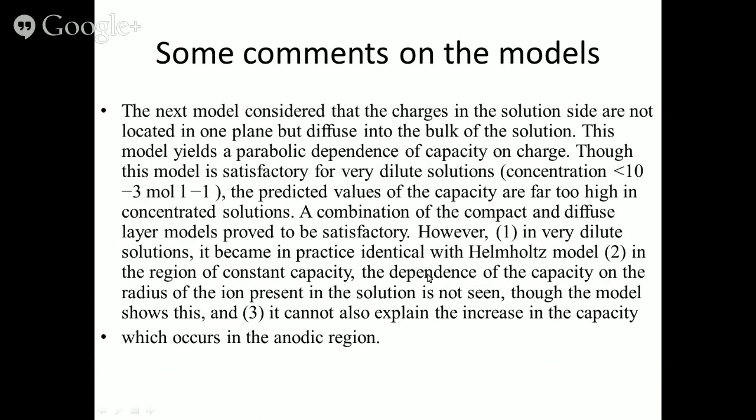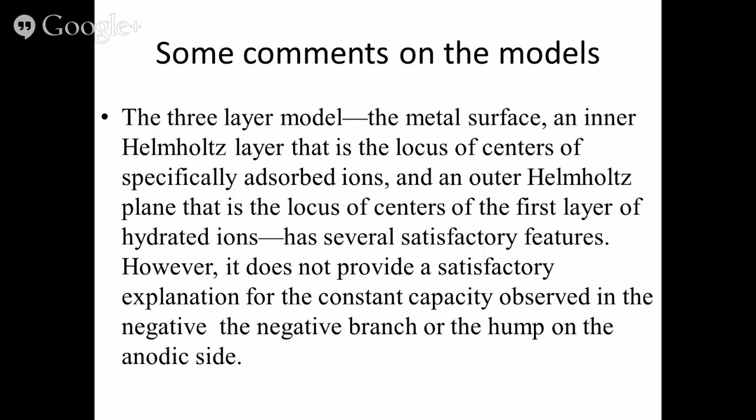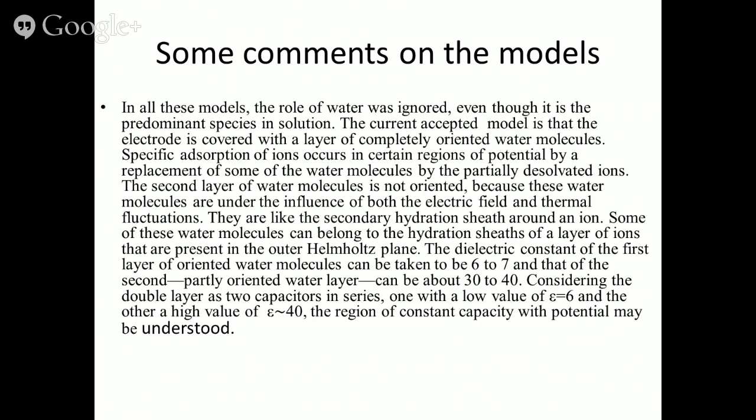In the region of constant capacity, the dependence of capacity on the radius of the ion present in the solution is not seen, though the model shows it. It also cannot explain the increase in capacity which occurs in the anodic region because of the concentration changes. Then there is the three-layer model, Stern's model: the metal surface, an inner Helmholtz layer, the locus of the centers of the specifically adsorbed ions, and an outer Helmholtz plane, the locus of the centers of the first layer of the hydrated ions. It has several satisfactory features. However, it does not provide a satisfactory explanation for the constant capacity observed in the negative branch of the hump on the anodic side. Certain observations it does not explain, that is all.